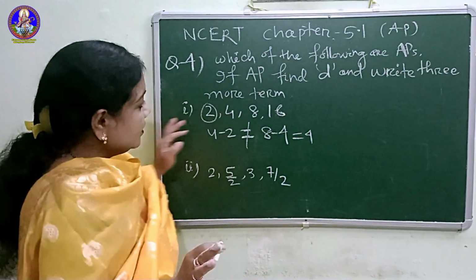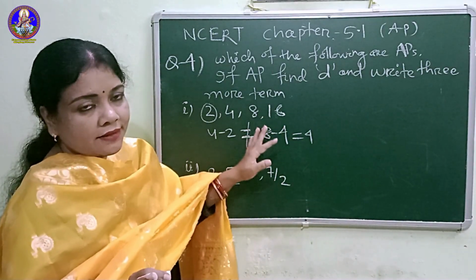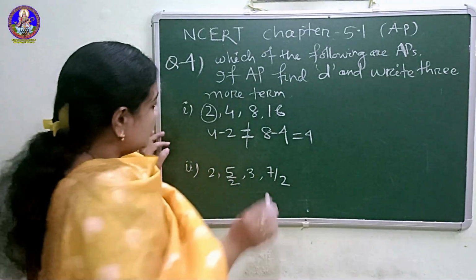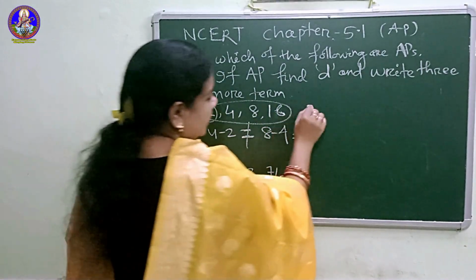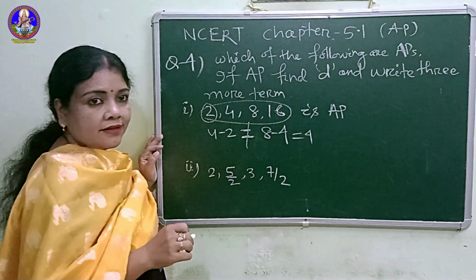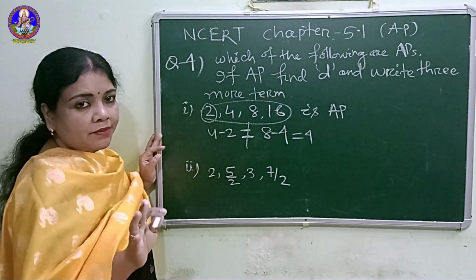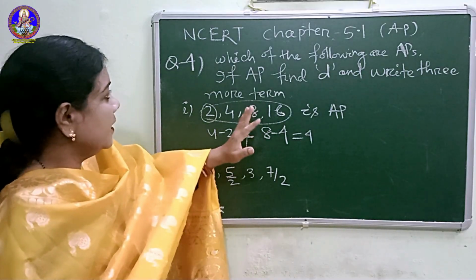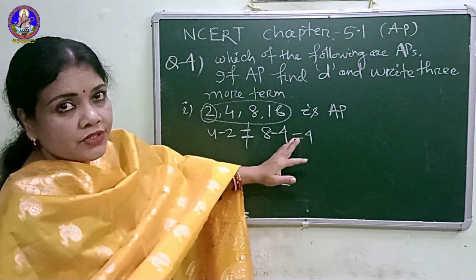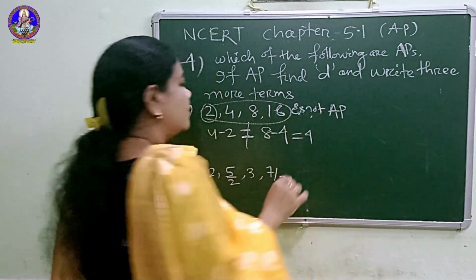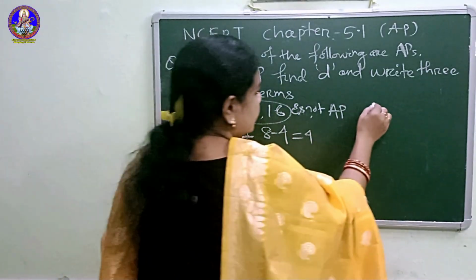So the differences we are getting are different and not the same. So this particular sequence is not an AP. Rather, it is coming under GP, geometric progression. It is not an AP, rather it is a GP.